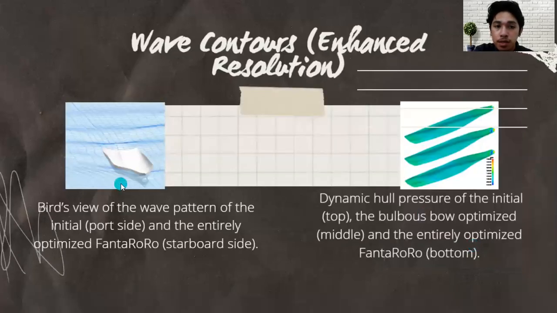This is also the bird's view of the wave pattern of the initial, the port side, and the entirely optimized Pantaloon, the starboard side. And the dynamic hull pressure of the initial, or the top, the bulbous bow optimized, the middle, and the entirely optimized Pantaloon, or the bottom one.